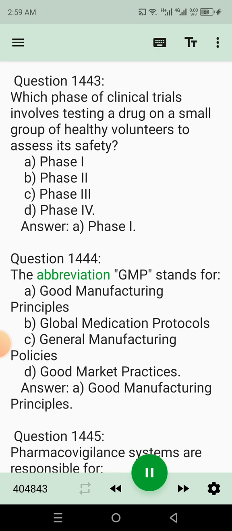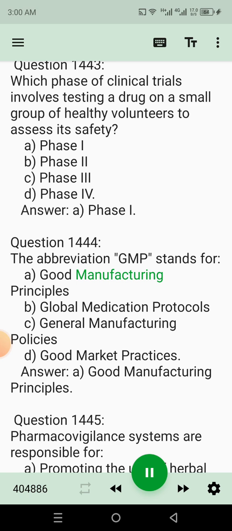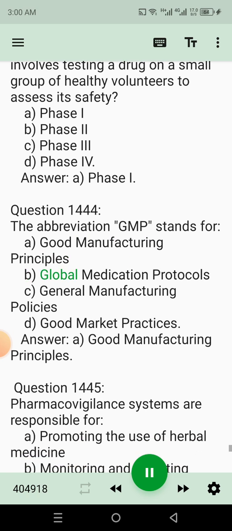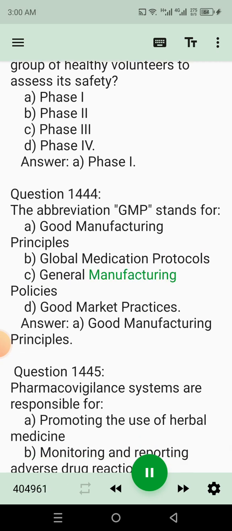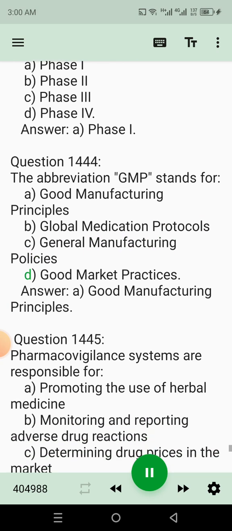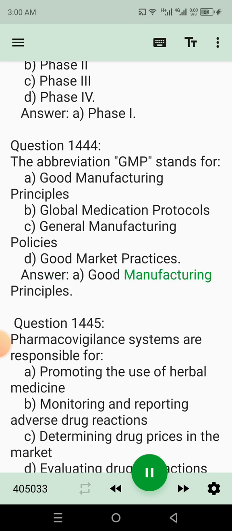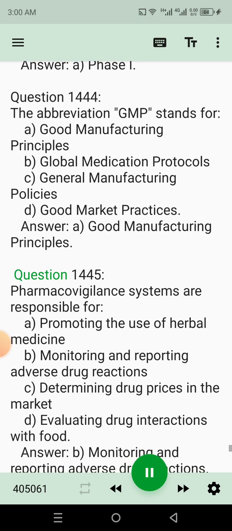Question 1444. The abbreviation GMP stands for A. Good Manufacturing Principles. B. Global Medication Protocols. C. General Manufacturing Policies. D. Good Market Practices. Answer. A. Good Manufacturing Principles.